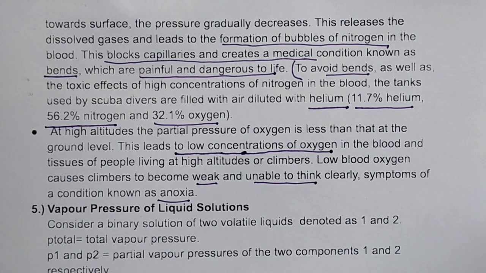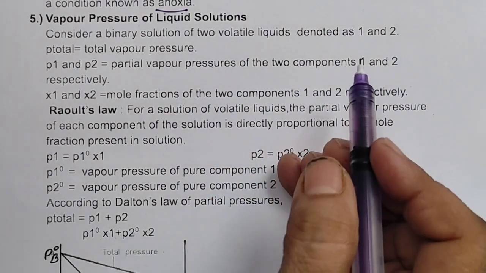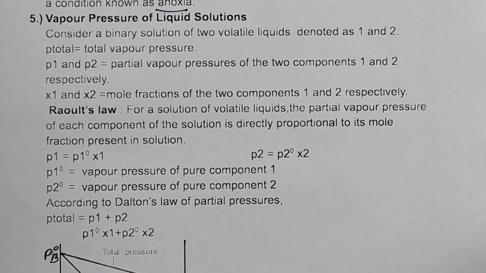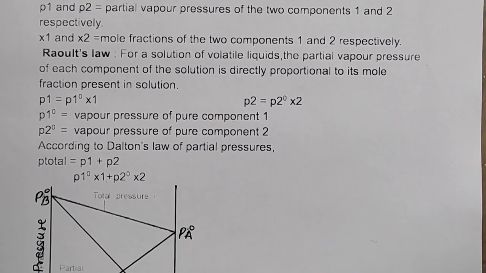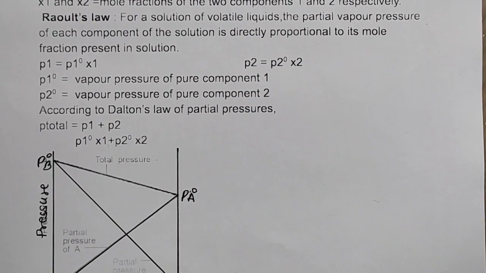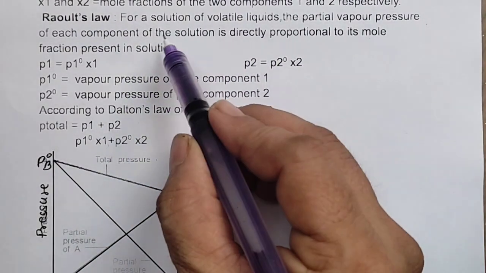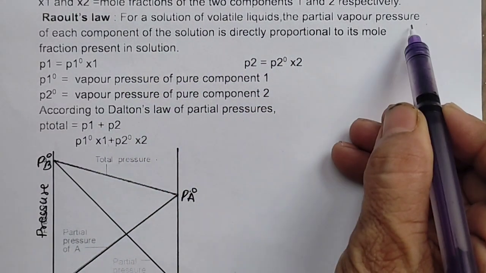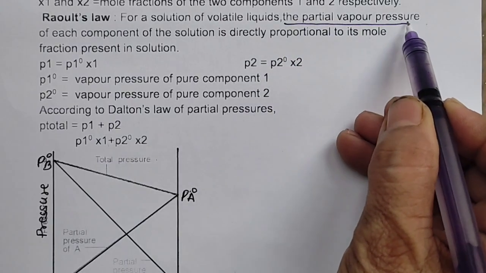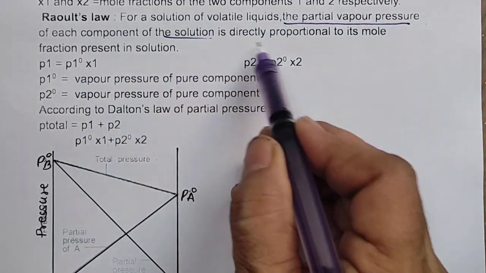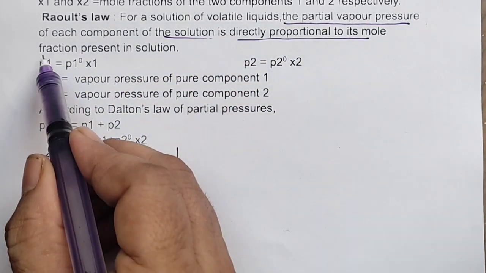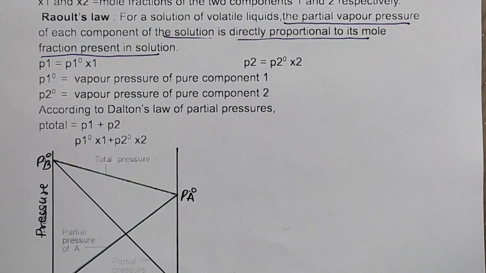Fine. Next is the vapor pressure of the liquid. For this, there is Raoult's law. First let's talk about it, then I'll explain with the graph. Raoult's law says that the partial vapor pressure of each component is directly proportional to the mole fraction present in the solution.